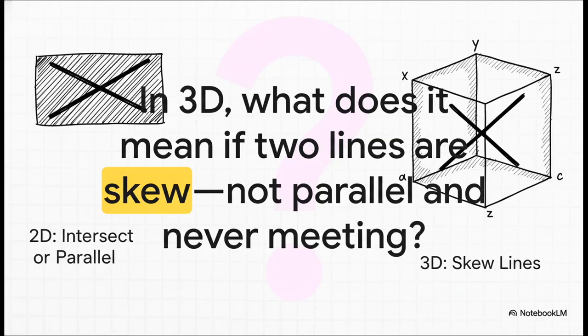And to wrap things up, here's a little something to chew on for my higher-level students. In the flat, 2D world we've been talking about, lines either cross or they're parallel. That's it. But what happens when you jump into 3D? Suddenly, there's a third option. It's possible for two lines to never meet, but also not be parallel. They're called skew lines. How on earth is that possible? Well, that question is your gateway into the amazing world of 3D vectors. Definitely something to think about.